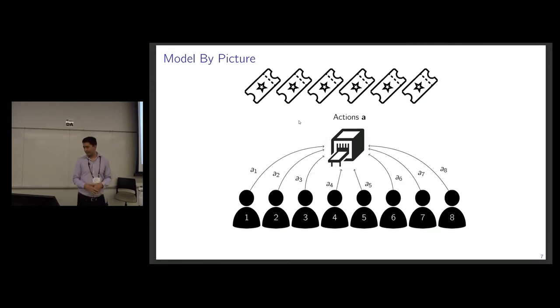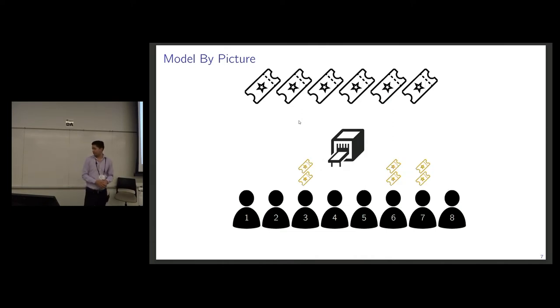First, each agent takes an action. And then based on these actions, the mechanism determines an allocation. So in our model, an allocation simply indicates for each agent the number of tickets they got. In this case, agents 3, 6, and 7 obtain 2 tickets each.